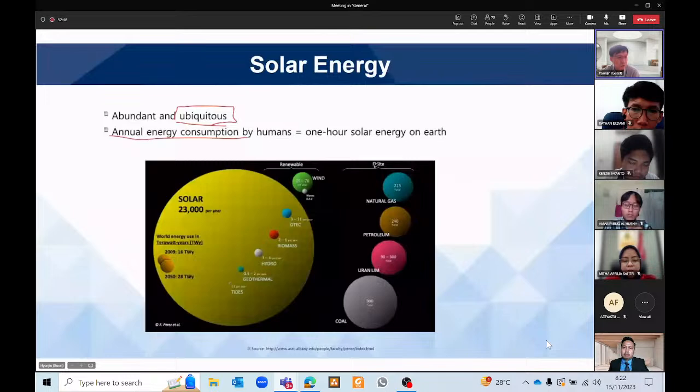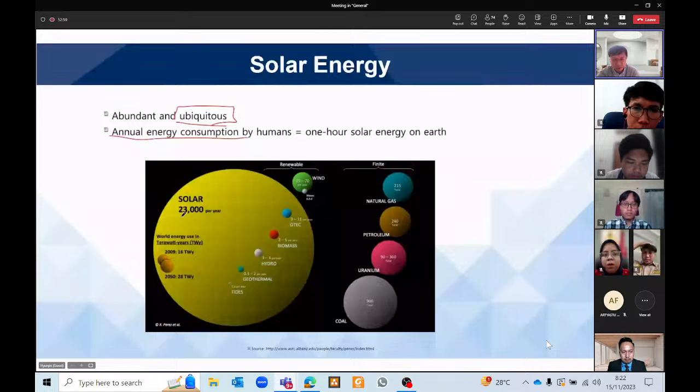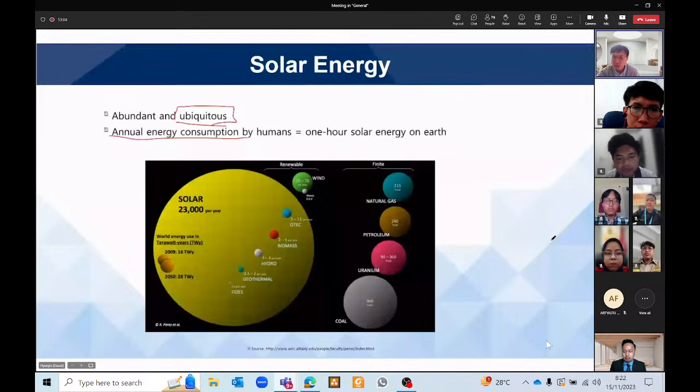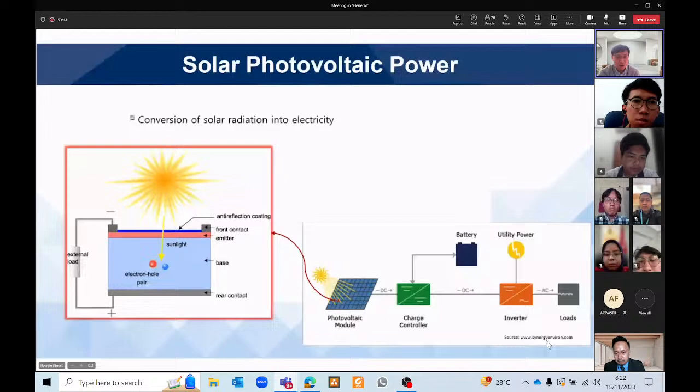On the other hand, if we see the finite, usually the fossil fuel and nuclear, you see, the potential amount is much less than annual solar energy. But as I said, to utilize the solar energy, we must install a huge area of solar panels. That's the problem. Solar PV, I believe you learned the solar PV already. So already you have a background.